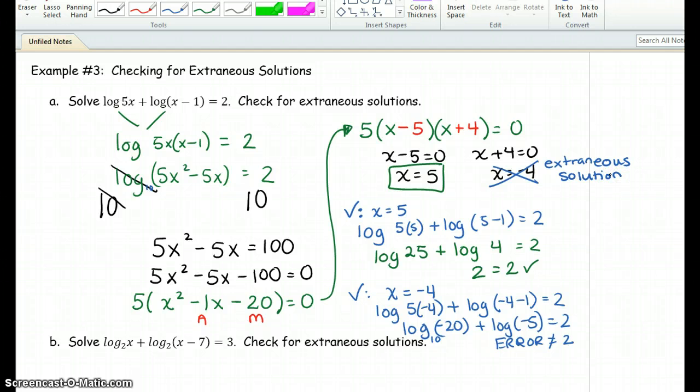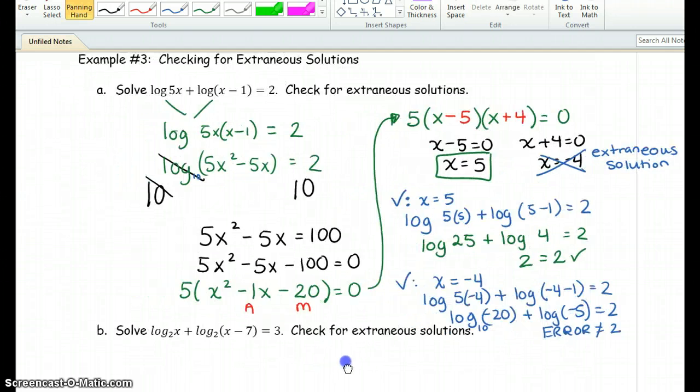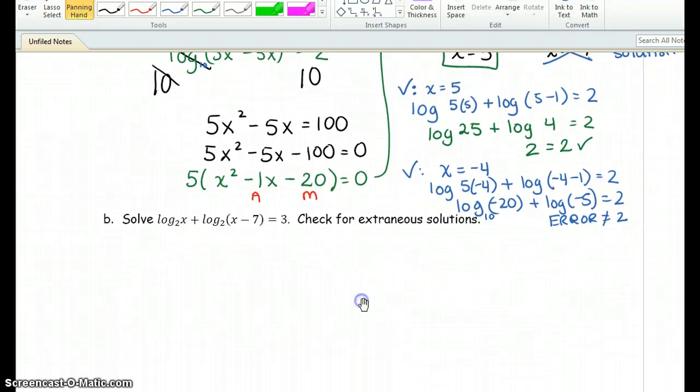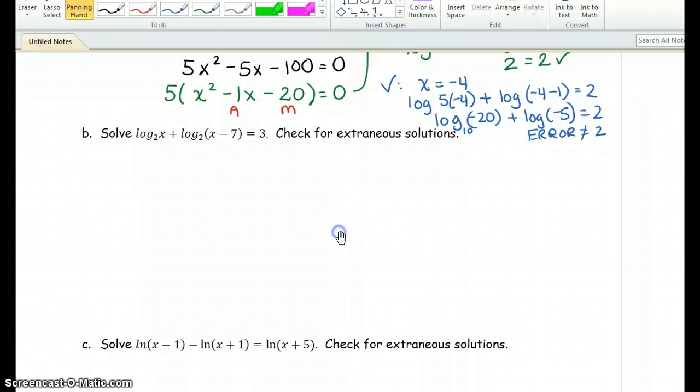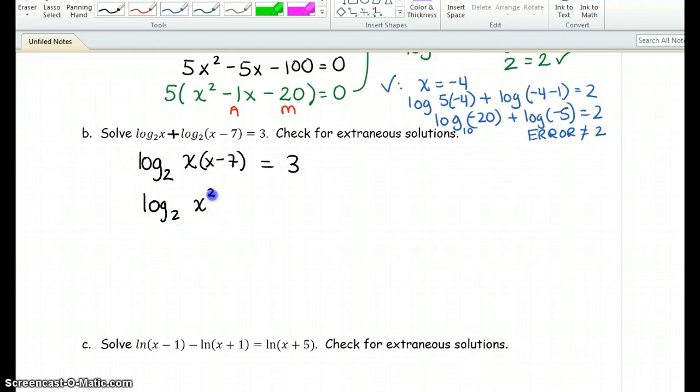All right. Let's do that one more time, see how it goes. So let's get to this other one. All right, once again, as you can see, we have 2 logs again. We want to make them 1 before we continue. So because there's a plus sign, we're going to go ahead and multiply those logs. So we have log base 2, and we're going to multiply x times x minus 7 equals 3. Now I'm going to go ahead and rewrite those. So log base 2 of x squared minus 7x is what we're looking at. And now we have 1 log, which we know how to get rid of.